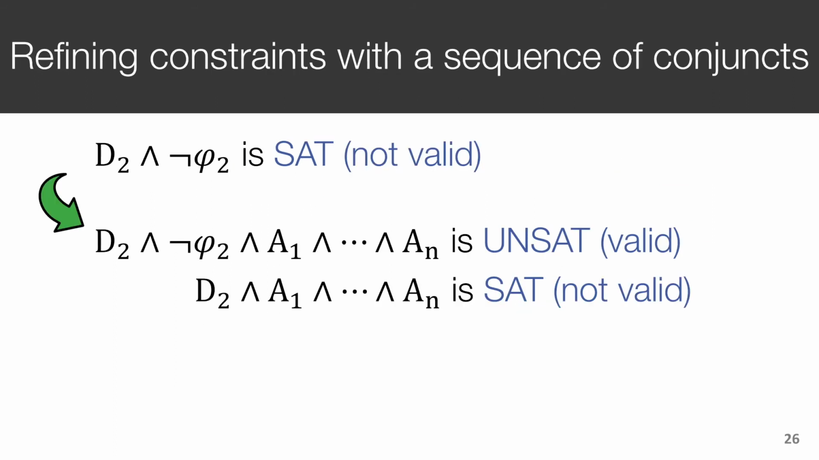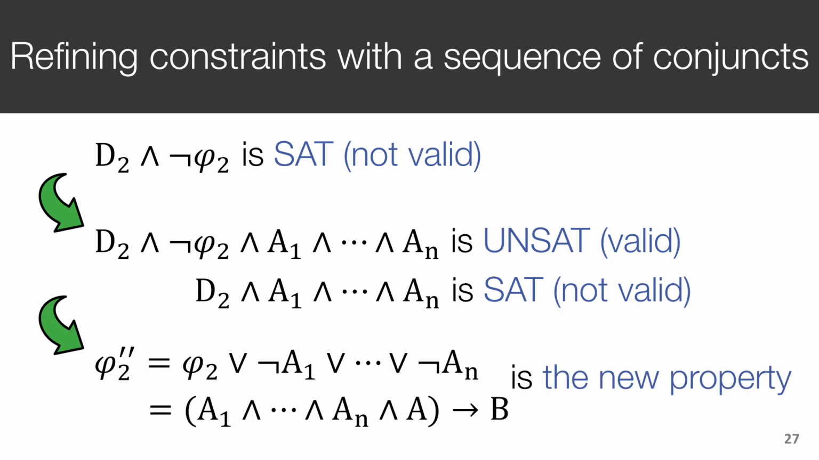So in summary, our problem of refining constraints is equivalent to finding a sequence of conjuncts such that D and not phi and the sequence of conjuncts is unsatisfiable. However, we also want D and the sequence of conjuncts to be satisfiable, because we do not want the negation of the sequence of conjuncts to be a property itself. And by adding the conjuncts to the property, the new property looks like this.